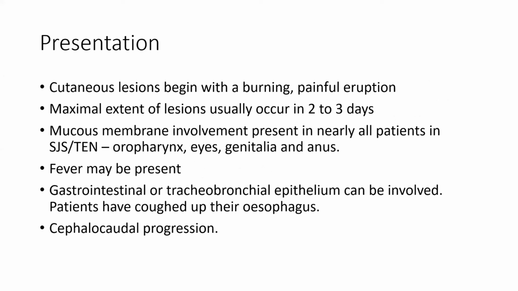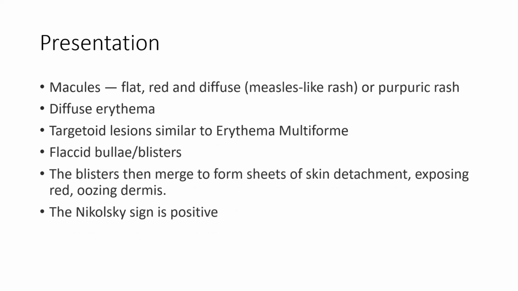Mucous membrane involvement presents in nearly all patients with SJS-TEN, involving the oropharynx, eyes, genitalia, and anus. Fever may be present, and GI or tracheobronchial epithelium can be involved, and we've actually had a patient cough up their esophagus before. There's a cephalocaudal progression.